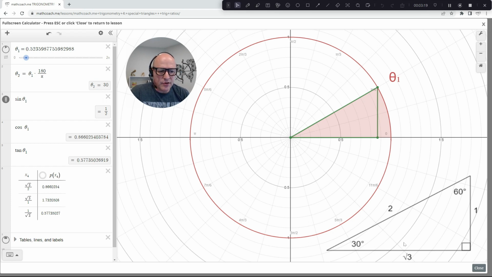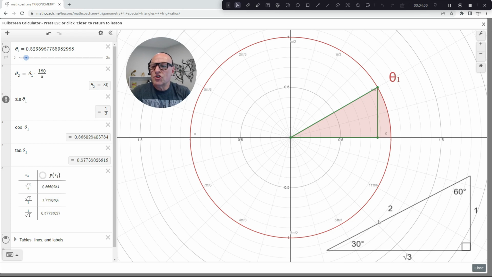And I've inlaid our 30, 60, 90 special triangle here so that we can see its relative sizes, and we can check that against what our sine ratios are returning as well. So for sine of 30 degrees, with a special triangle, that's opposite over hypotenuse, that's 1/2, and that's what we're seeing here. Cosine of 30 degrees is 0.866. Well, what is that? I've got a table here that's showing root 3 over 2. Cosine of 30 degrees is adjacent over hypotenuse, root 3 over 2.